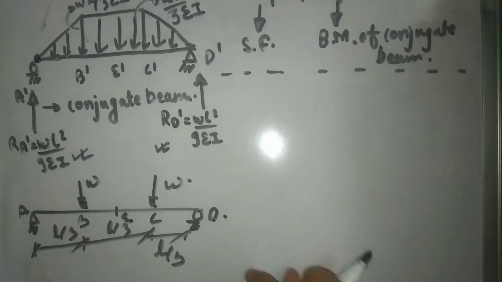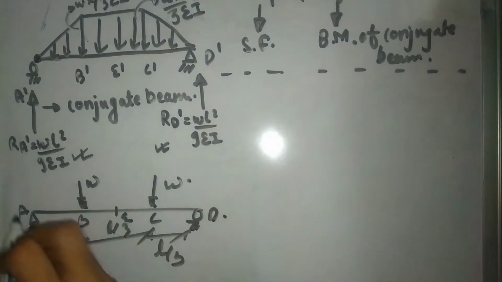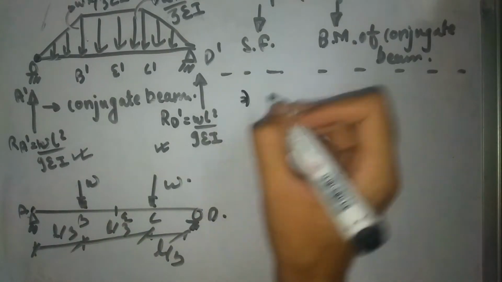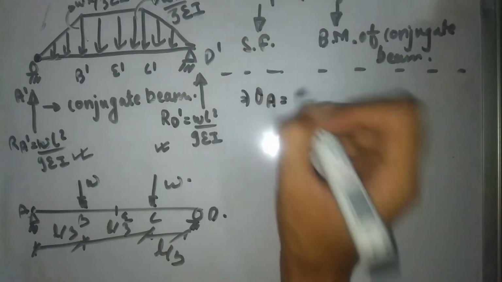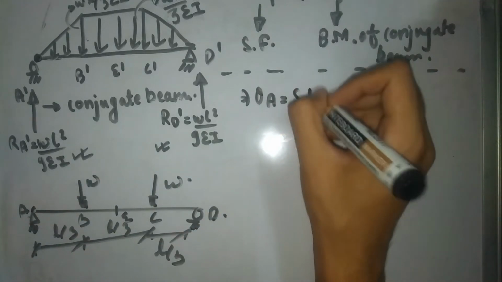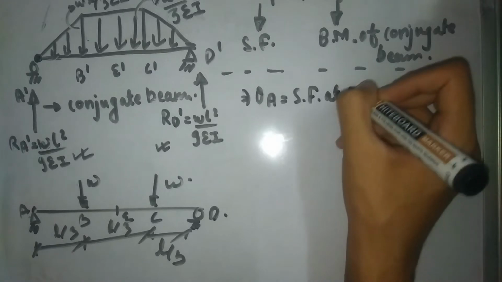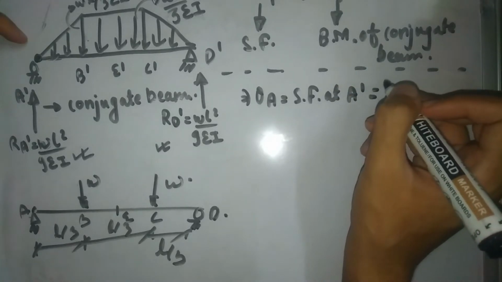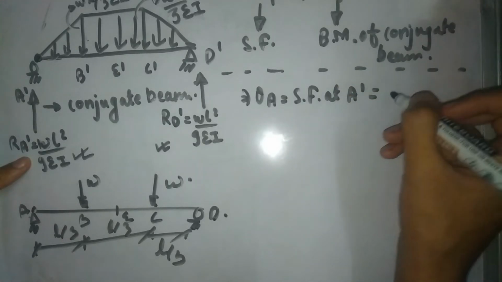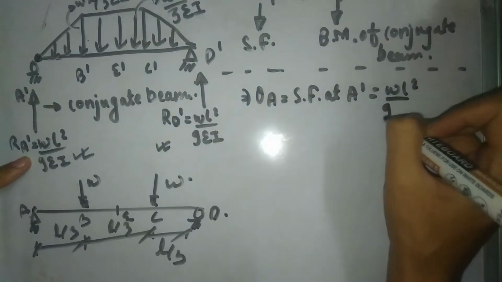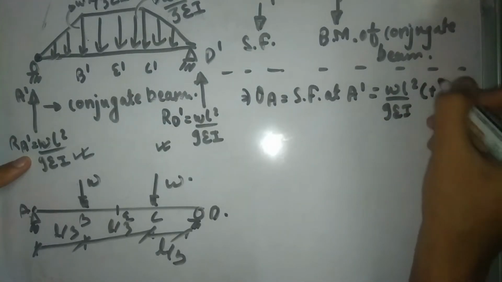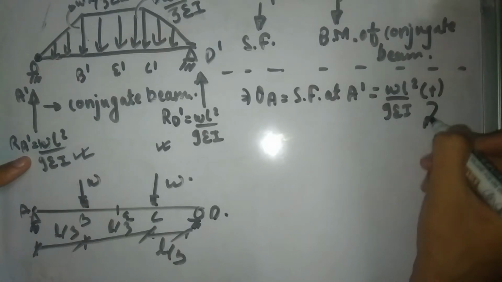So this is our real beam, and this is our conjugate beam. Let's see, if I have to find the slope theta A of the real beam, it is going to be the shear force at A dash. A dash means at this point. So the shear force at A dash is simply equal to WL square by 9 EI. Right now it is positive. Positive means it is going to be clockwise.